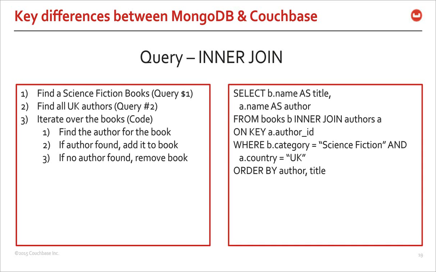So probably what you're going to do is issue your first query to get all the books. You're going to issue another query to get all the UK authors, and then you're going to have to iterate over those books. You're going to have to find the author, and if the author is found, then great, add it to the book. If you can't find the author, then pull the book from that collection. And hopefully after you're done with that, you'll finally have a list of books that are associated with authors. So a little bit more work there to get that done. But with a full-featured query language, it becomes a little bit easier for you. You just have to express what you're trying to do.